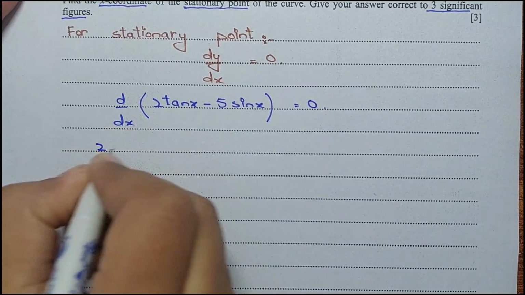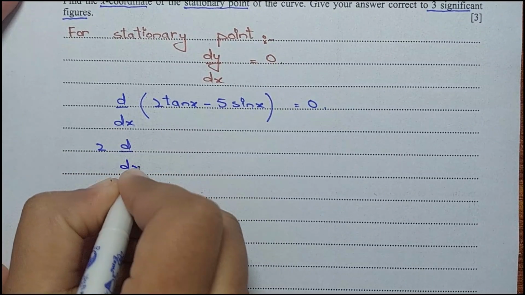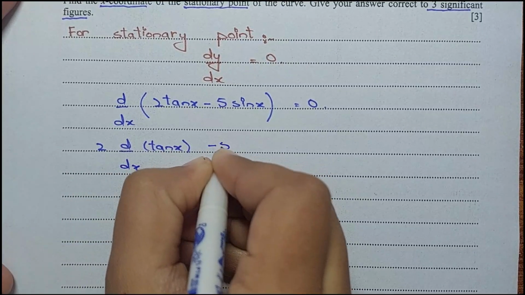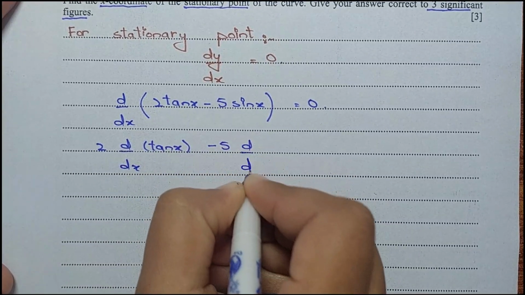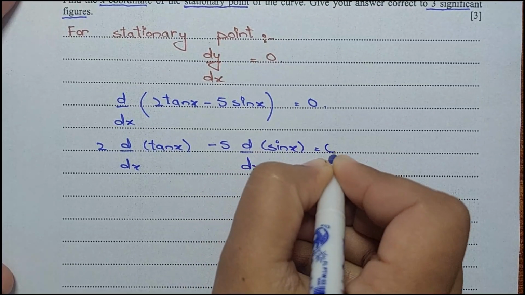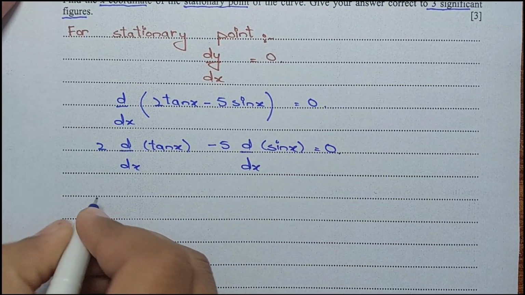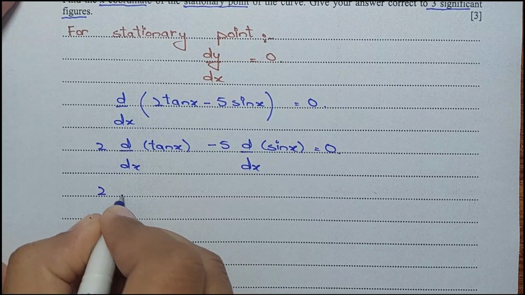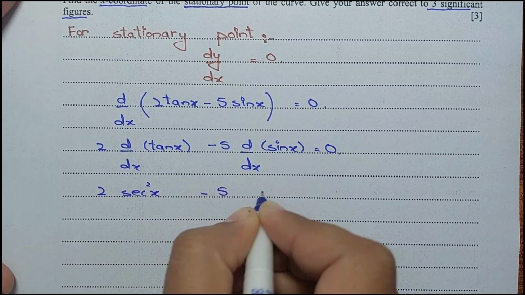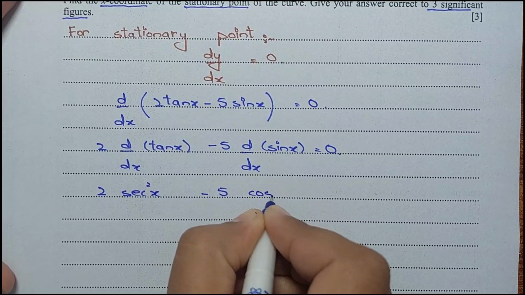So 2 is a constant. Find the derivative of tangent x. Minus 5 is a constant. d by dx of sin x equals 0. The derivative of tangent x is secant squared x. Minus 5 is as it is. The derivative of sin x is cos x.